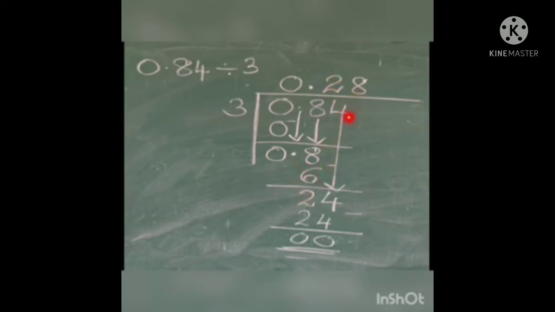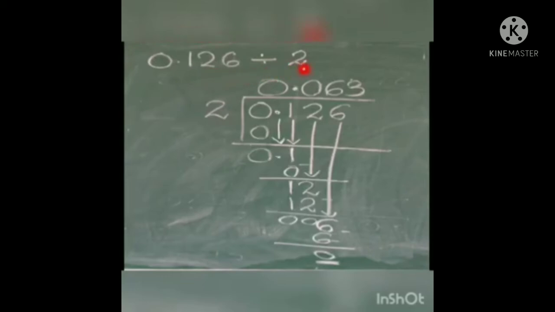Writing down the next number 4. What we got? 24. You know, 3 into 8 is 24. So I wrote here 8, then 24. Here the only difference from the normal division method is that when you get a decimal point, you have to place the decimal point in the quotient. One more example.